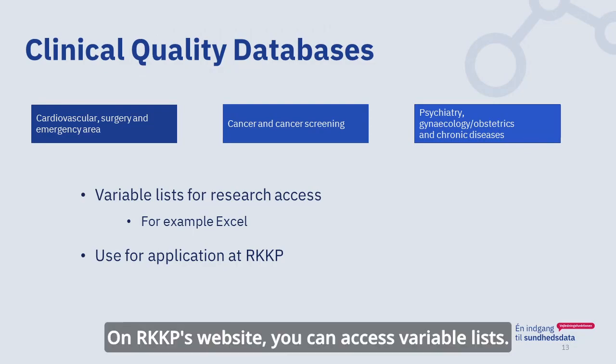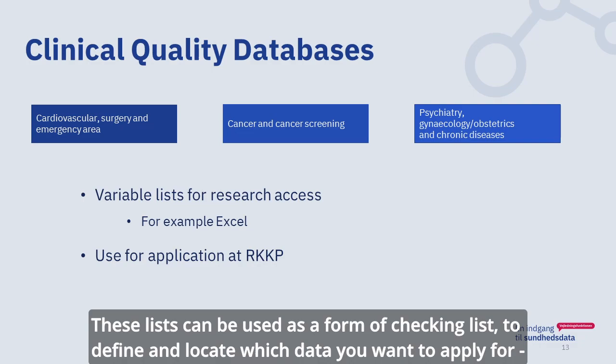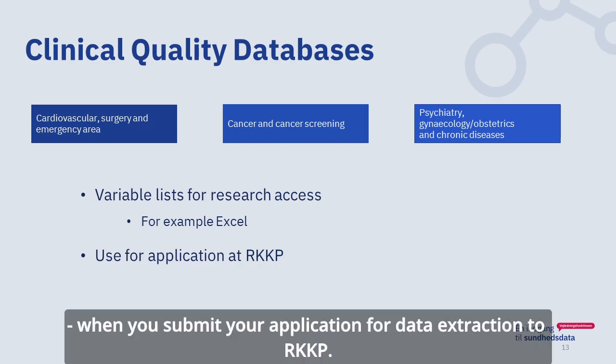On RKKP's website, you can access variable lists. These lists can be used as a form of checklist to define and locate which data you want to apply for when you submit your application for data extraction to RKKP.